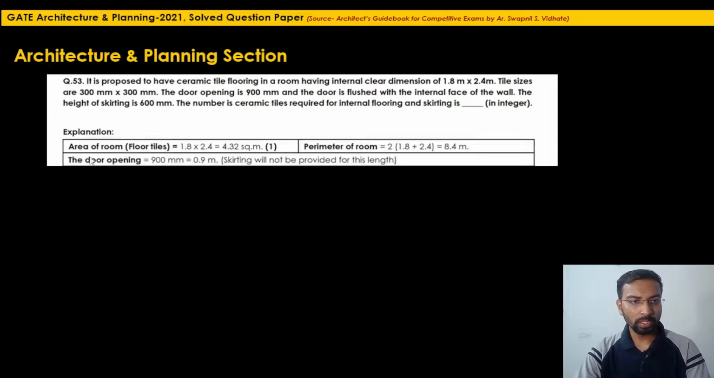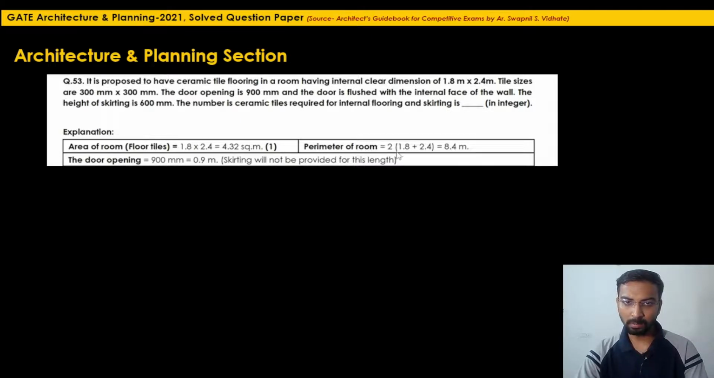So the area of the room for which the floor tiles are to be laid is 1.8 by 2.4. We have drawn a rectangle. So the total floor area will be 4.32 square meter. They have mentioned that we are using the skirting tile as well, and they have mentioned the height of the skirting. Skirting is provided at the perimeter, so we have to find the perimeter. The perimeter of the room will be 2 into 1.8 plus 2.4, so it will be 8.4 meter. This is the running length.